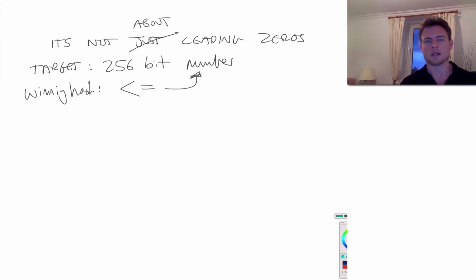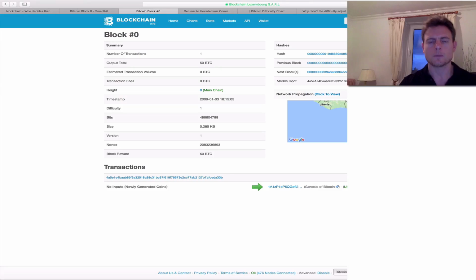Okay, so we're back on blockchain.info, and I'm going to go into a couple of fields that we haven't actually looked at in the previous videos. The two fields that I really want to focus on in this video are the difficulty, which in this case is one. Now this is our good old friend block number zero, our genesis block, the first block ever in the blockchain. Both these values are very, very important when you're talking about difficulty.